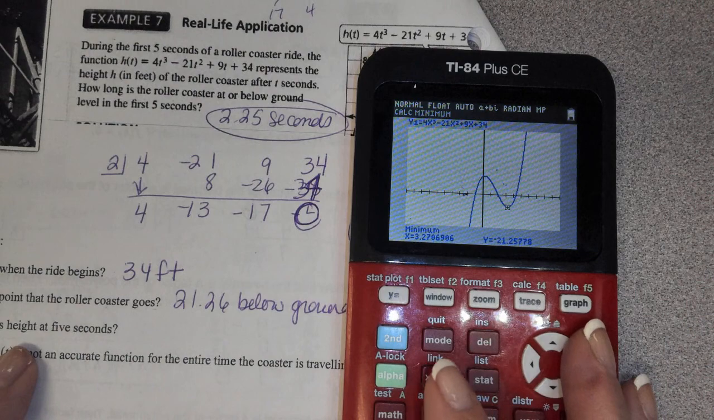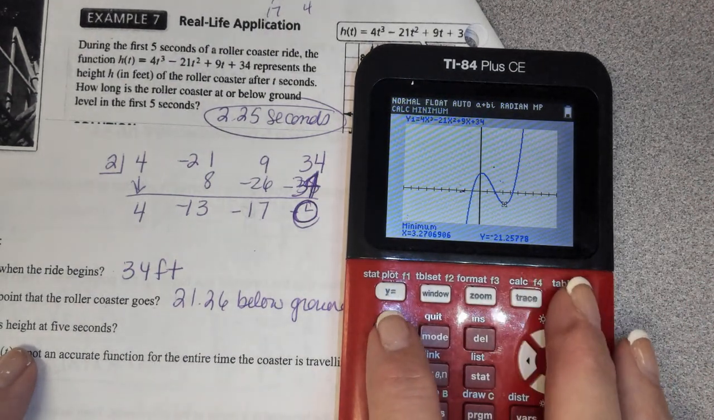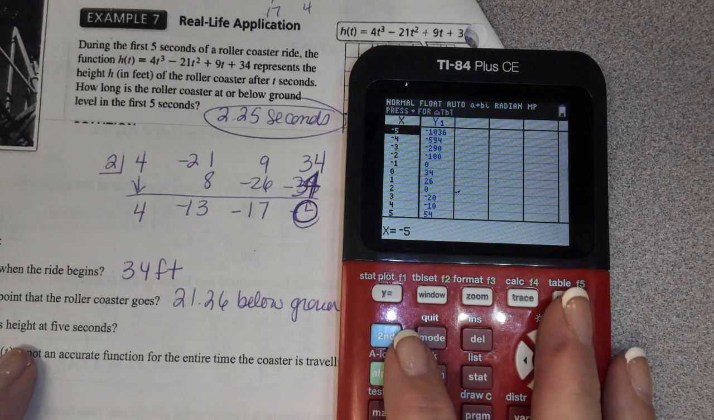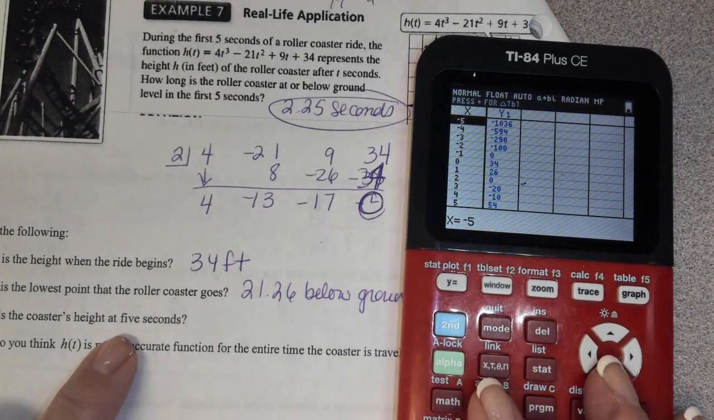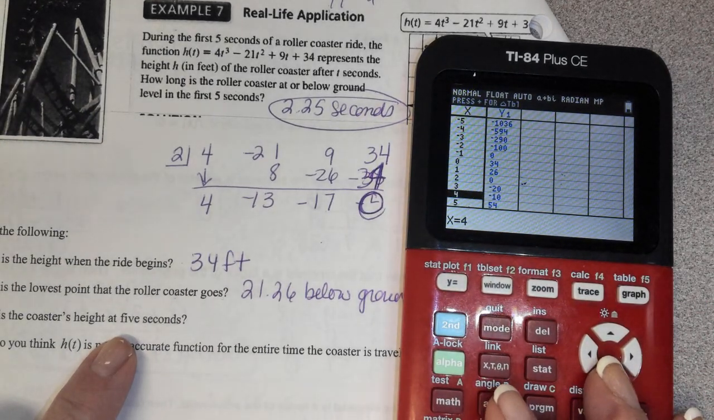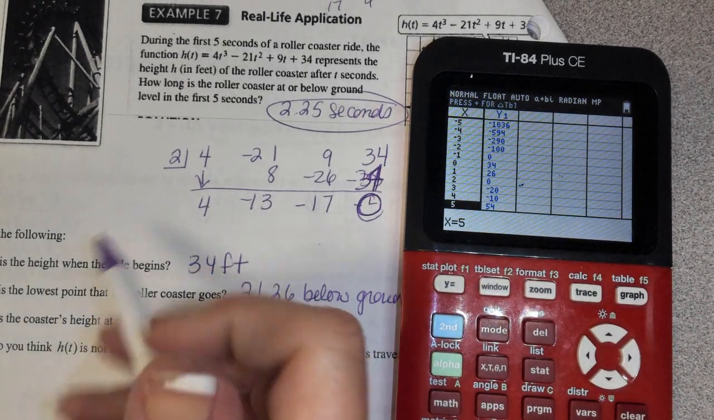What is the coaster's height at 5 seconds? I'm going to use second trace to get to my table. What am I looking for? A t value of what? 5. I could also use synthetic division, but why?